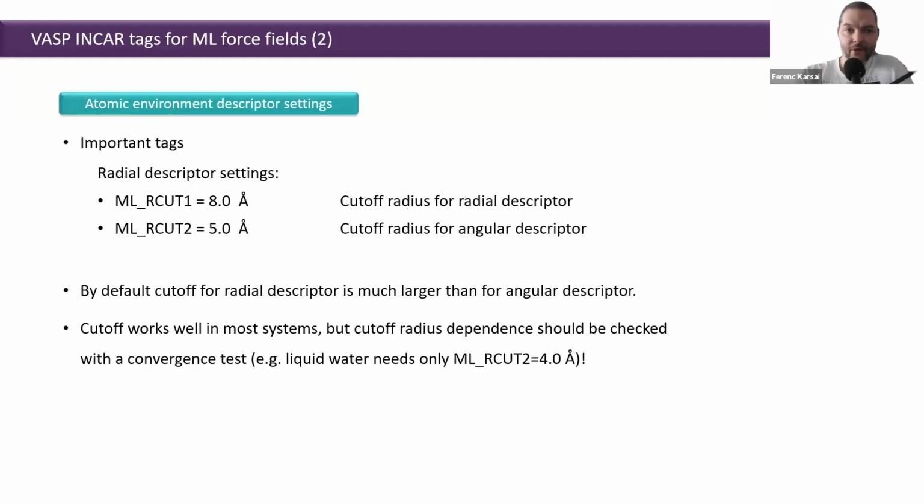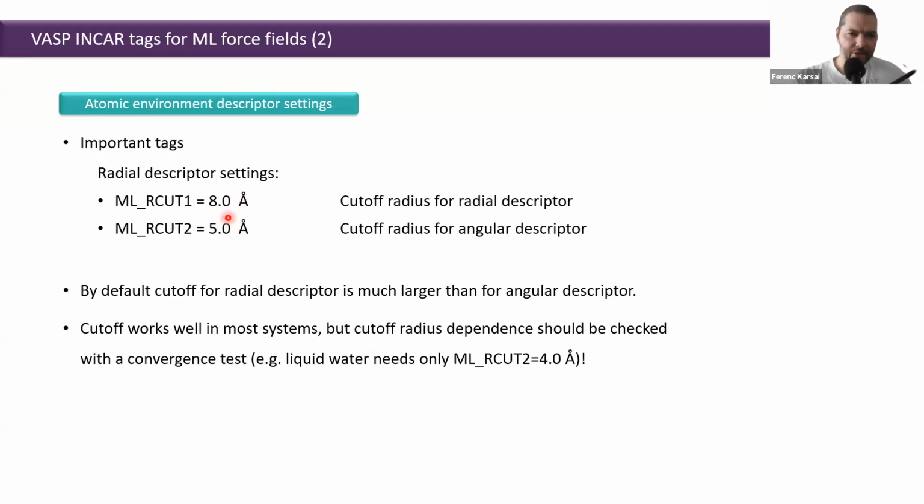But nevertheless, let's talk about some additional control. Let's talk here about the control of the descriptors. More or less, for the descriptors there are only 2 important tags. These are the cutoff radius for the radial and the cutoff radius for the angular descriptor. The default values of 8 and 5 angstrom were determined from our experience on many previous calculations and applications. Why these values? Why the value of 8?